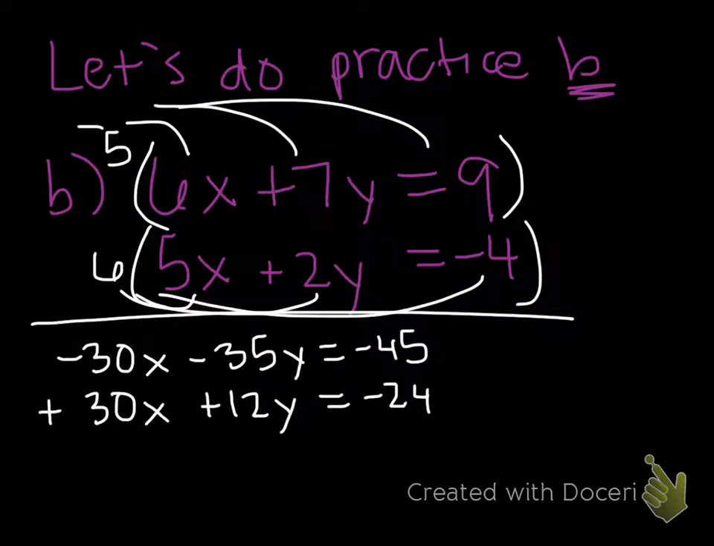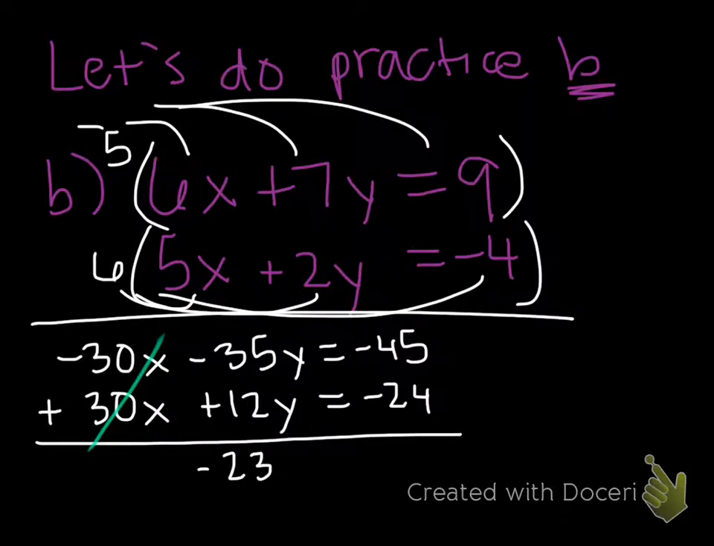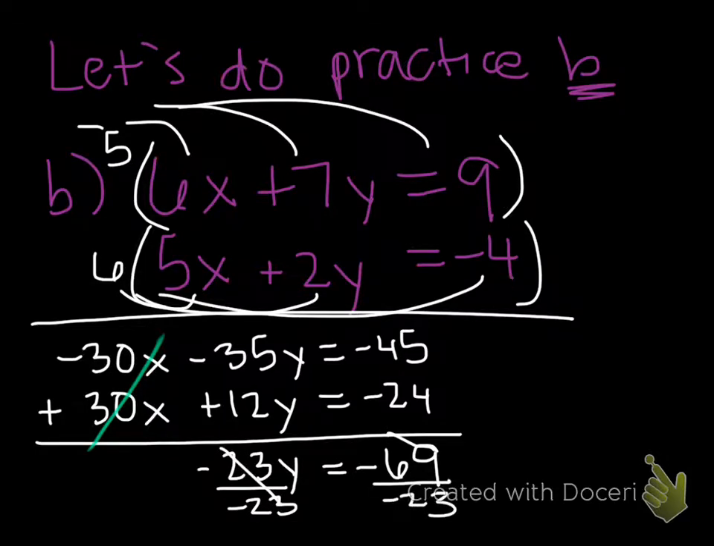And now we're going to turn this into one large addition problem. My x's are going to cancel. I'm left with negative 23y equals negative 69. And then my last step would be to divide by negative 23. And I'm going to get that y equals 3.